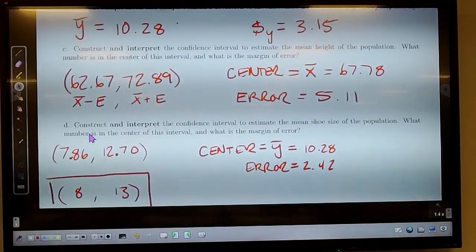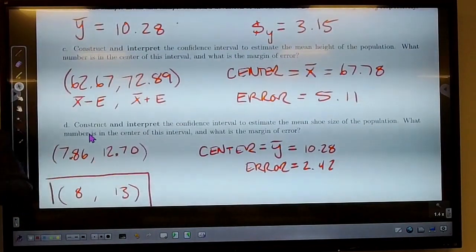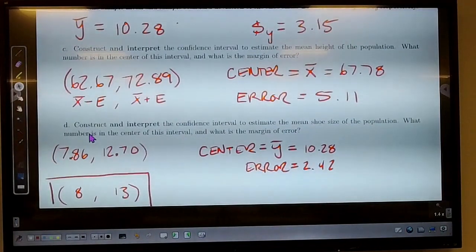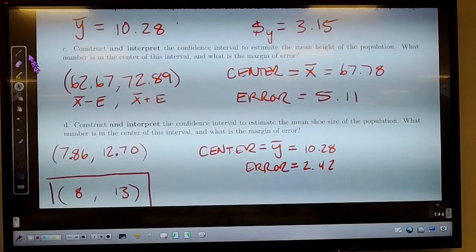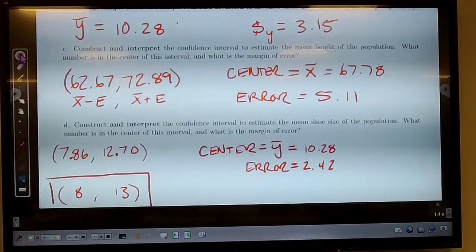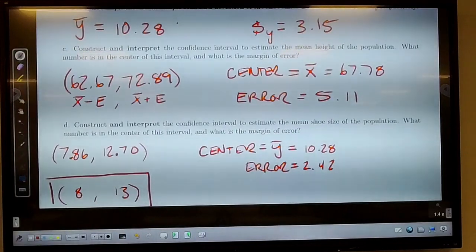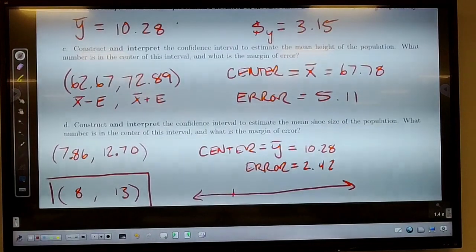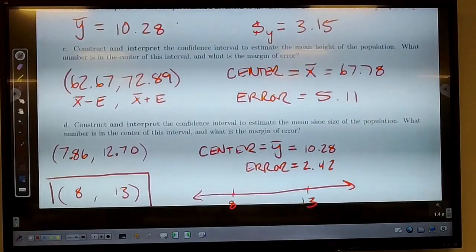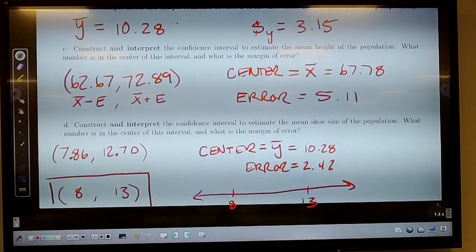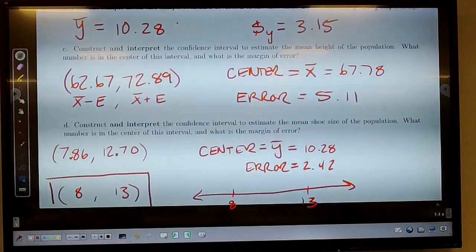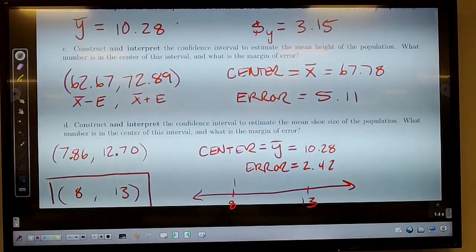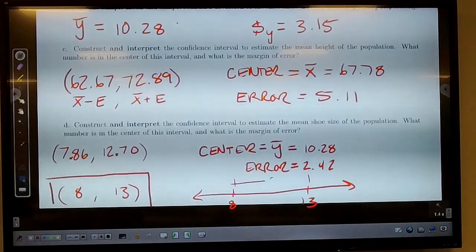Okay, but we should write down all of this. The error, okay. I'll draw you a picture. See these numbers 8 and 13? Here's a number line. There's 8. There's 13. My question to you is, how far apart are they? 5. This distance is 5.